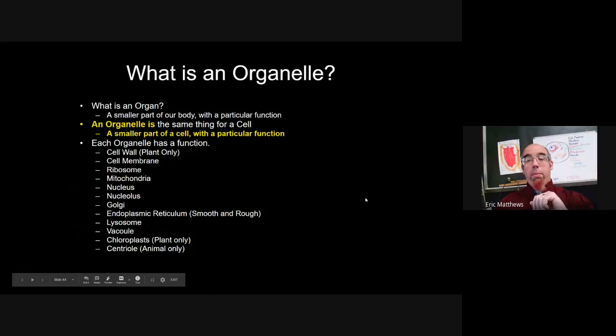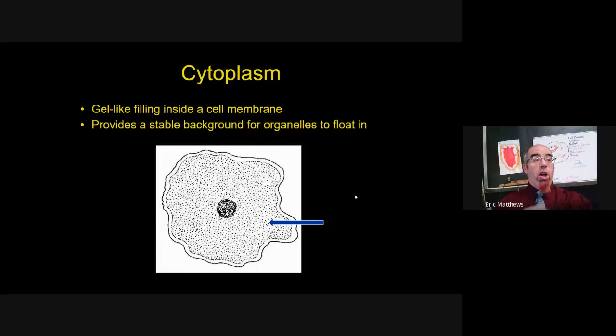All right, so remember, organelles are those smaller parts that have a job to do. We're going to start with the cytoplasm. All you really need to know about this is that the cytoplasm is the filling inside the cell. All the organelles kind of float around in this jelly-like substance that just keeps them there. It basically maintains a home address for them.